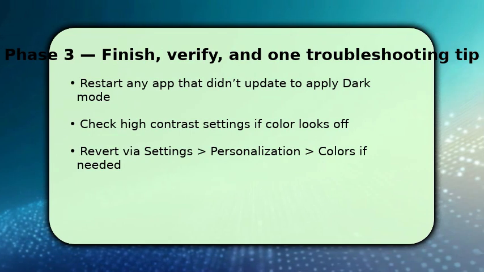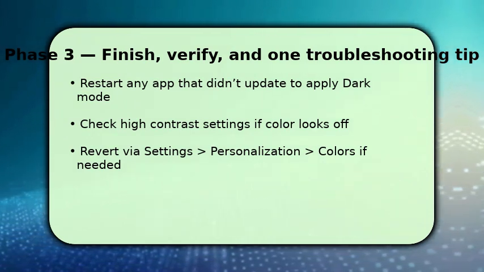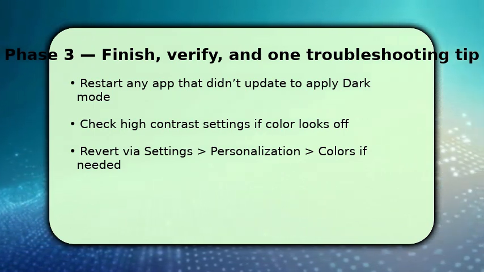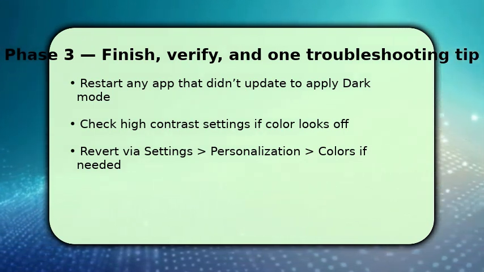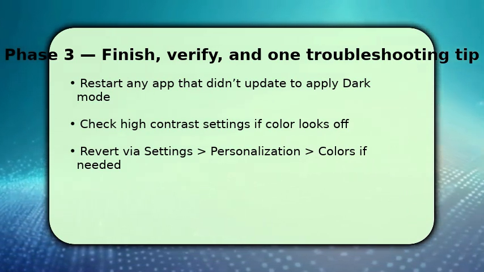If colors seem wrong, open Ease of Access and ensure high contrast is off, since that can override dark mode. Once done, confirm the taskbar, File Explorer and Settings are dark. If not, toggle Choose Your Color back to light, then reapply dark to force a refresh.